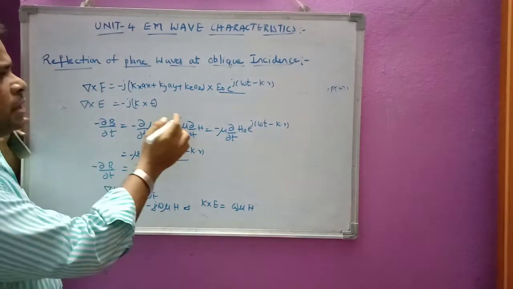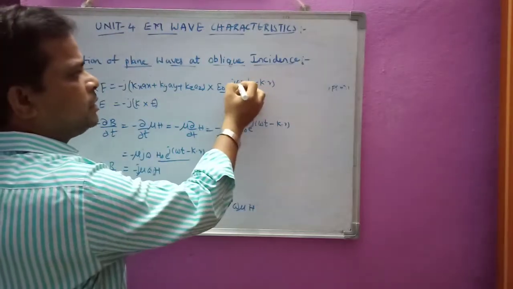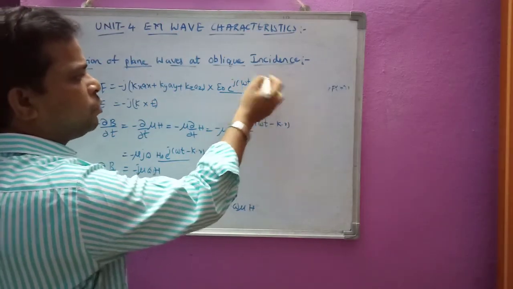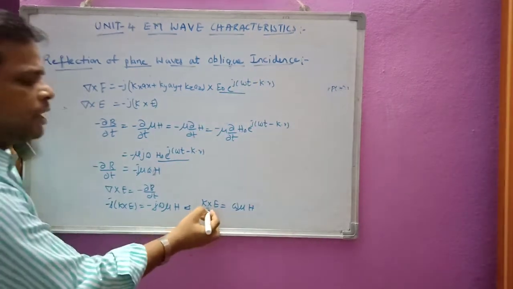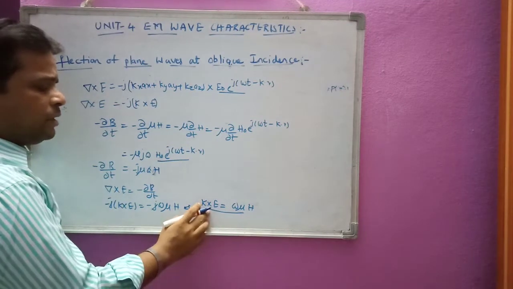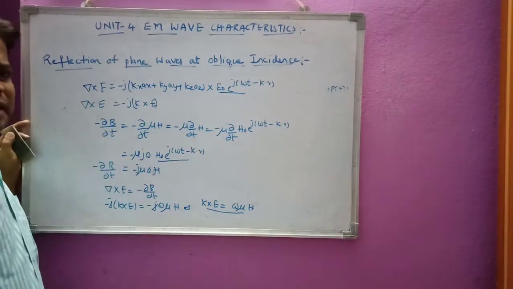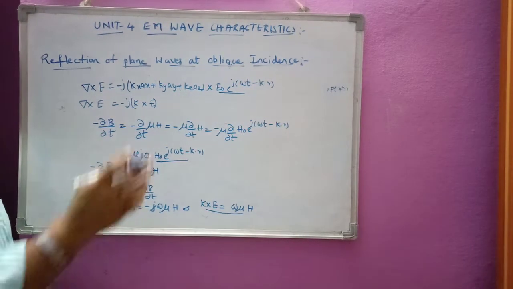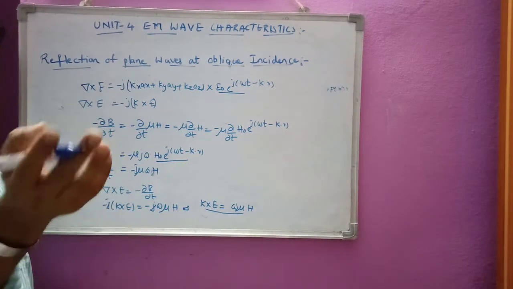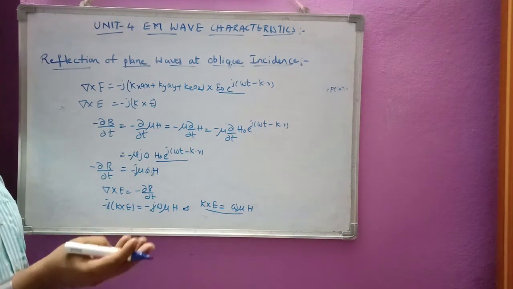You can take this derivation again by taking j into (k dot r minus omega t). You will get the same derivation, and you can show this easily. You can check it out. So we are going to have the same proof. We can show that. That's why I have taken the generalized equation. We can take any one of these equations, that is E and H.